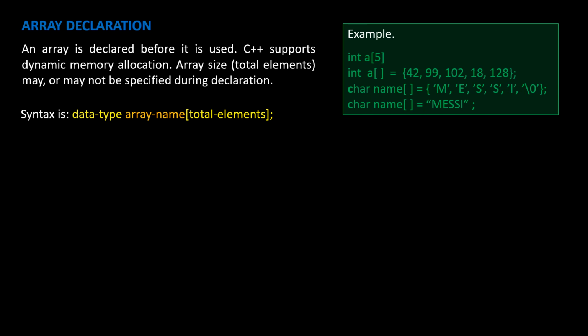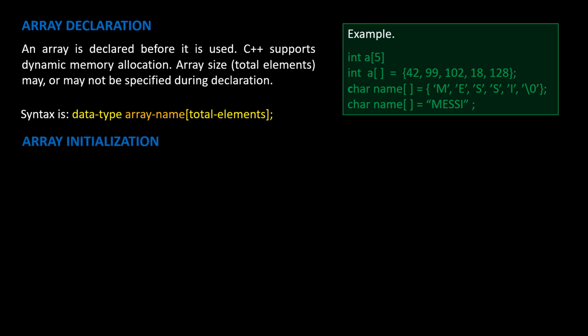int a[5]. It reserves 5 contiguous memory locations to store integer values. Next we have int a[] = {42, 99, 102, 18, 128}. It assigns default values to an array with no initial size. Then we have char name[] = {'M', 'E', 'S', 'S', 'I', '\0'}, all of them as single characters assigned within single quotes. Then we have char name[] = "MESSI". It's a string of characters, stored in the location labeled name.